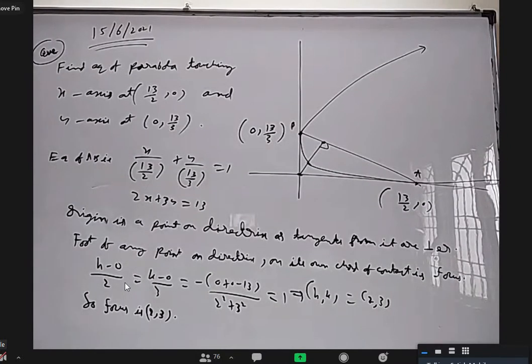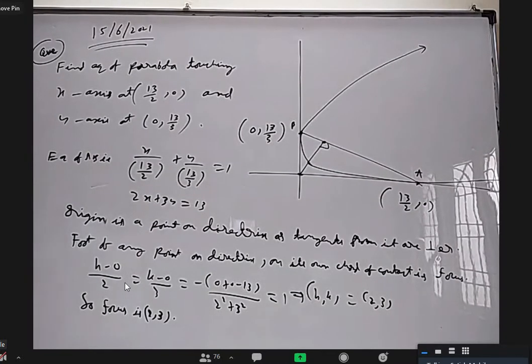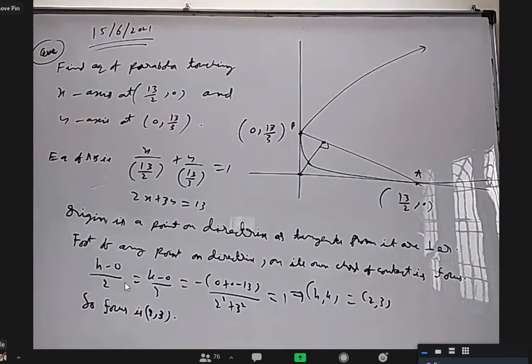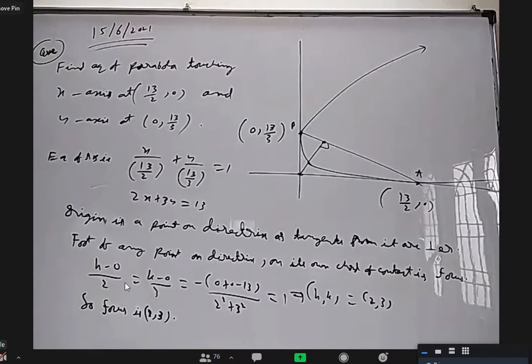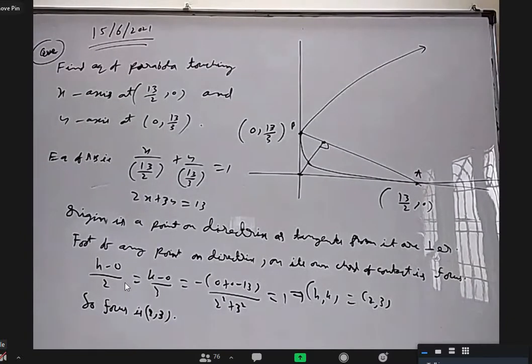Okay, now we got focus. I want equation of parabola. So what do I need to find? I have to find directrix or axis or length of latus rectum. Anybody want to tell any one of these details? Let's say I want length of latus rectum. Anybody want to tell any way to find that?